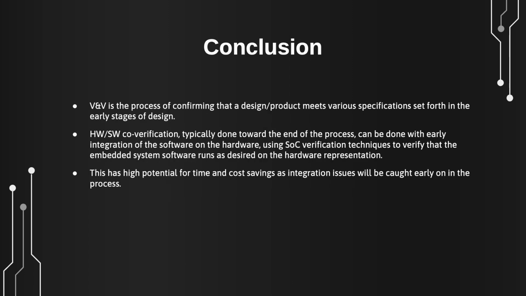As a summary of the paper, V&V, verification and validation, is the process of confirming that a design in a product meets various specifications set forth in the early stages of the design. Hardware and software co-verification is typically done toward the end of the process, but it can be done with early integration of the software on the hardware using SoC verification techniques to verify that the embedded system software runs as desired on the hardware representation. This has high potential for time and cost savings, as integration issues will be caught earlier on in the process when they're easier and less costly to fix.